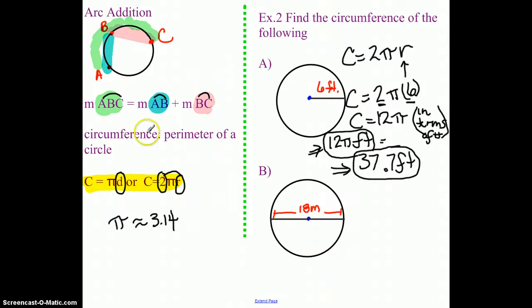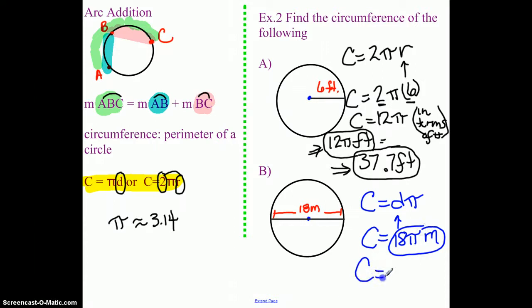Okay, now, in B that's down here, you can see that that's a diameter. So that would probably make sense to use this formula. So I know the diameter is 18. So if I plug it in there, if I added meters on it, this would be the in terms of pi answer, 18 pi meters. Now if I were to put that in my calculator and round it to the nearest tenth, it would be 56.5 meters. So again, look at the kind of answer they want from you.